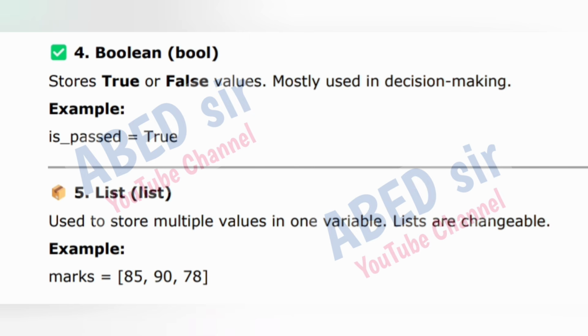4. Boolean, bool. Stores true or false values. Mostly used in decision making. Example. is_pass = True. 5. List, list. Used to store multiple values in one variable. Lists are changeable. Example. marks = [85, 90, 78].